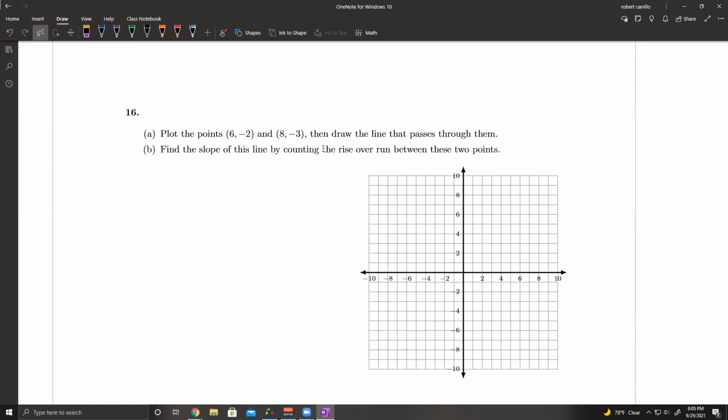Plot the points 6, -2 and 8, -3, then draw the line that passes through them. Find the slope of this line by counting the rise over run between the 2 points. Okay, so I'm not going to draw the line until we find the slope. So let's go ahead and plot these 2 points. 6, -2, which is right here. 6, -2. And then 8, -3.